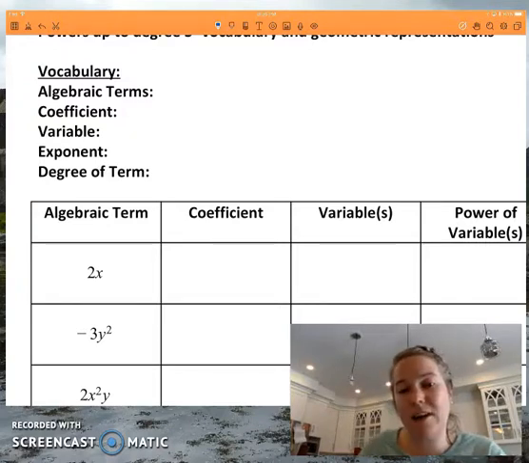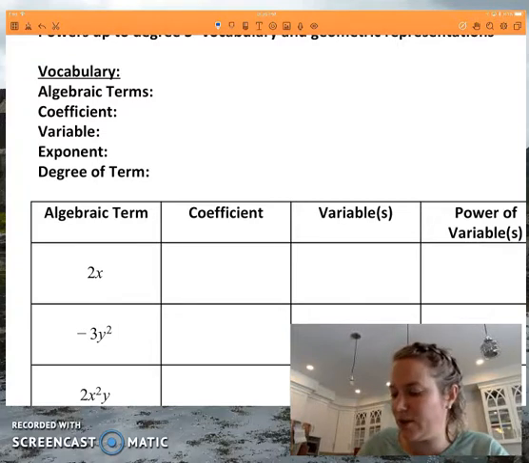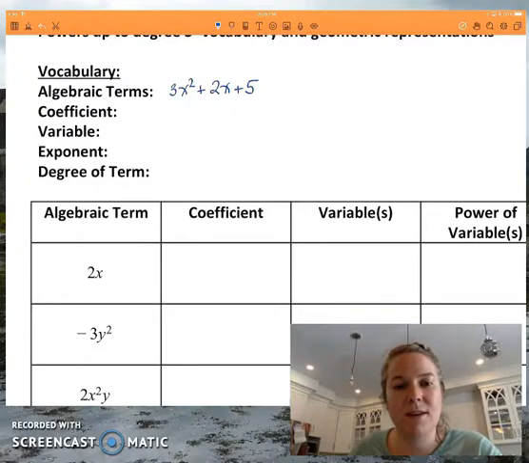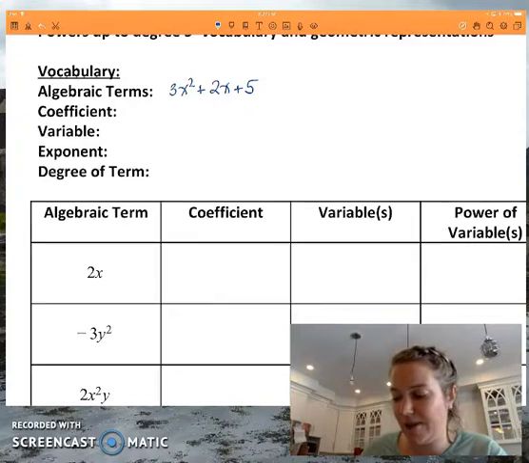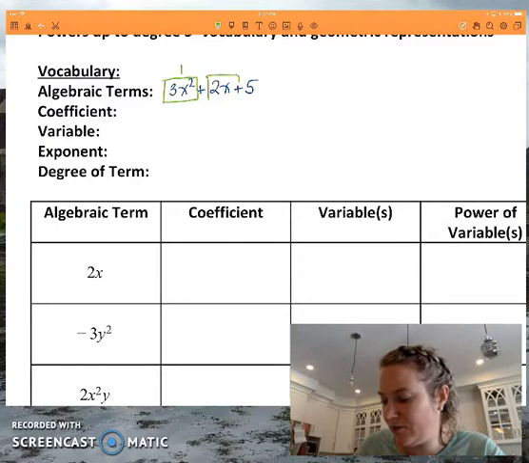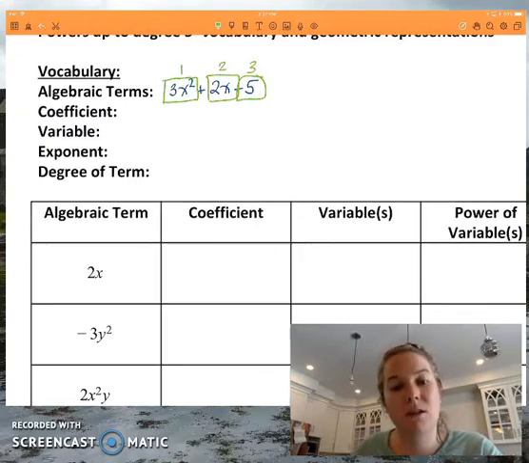So if you have an equation, let's write an equation. We'll say we've got 3x squared plus 2x plus 5. This equation, or in this case, it's an expression. It doesn't have an equal sign, so it's an expression. This expression has 3 terms. This is term 1. This is term 2. That's term 3.